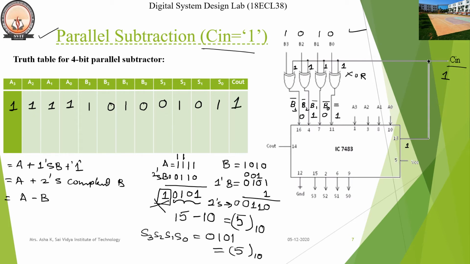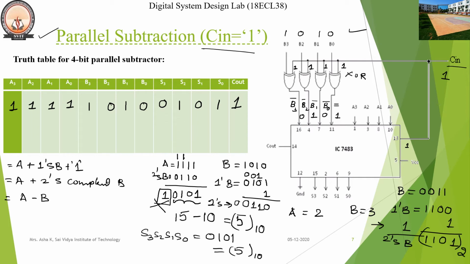Let us consider another example of, say, A is equal to 2 and B is equal to 3. Consider the 1's complement of B. Say binary representation B is equal to 0 0 1 1. Consider 1's complement of B, 1 1 0 0 we are going to get. By adding 1 into it, we are going to get the 2's complement of B, that is nothing but equal to 1 1 0 1. This is represented in binary.